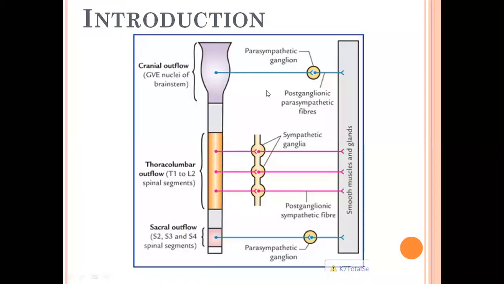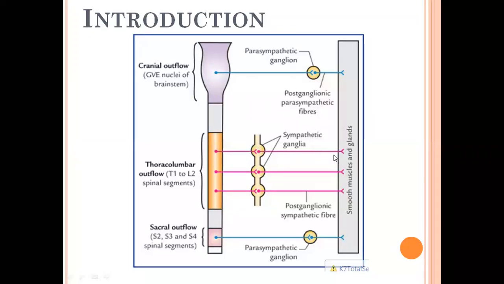I think you know there are two parts, the sympathetic and parasympathetic nervous system. Each one will relay in a ganglion, and from there it will go on to the effector organ. The sympathetic system starts from the thoracolumbar outflow, that is from T1 to L2 segments. The preganglionic fibers arise from T1 to L2 spinal segments. From there, they relay in the sympathetic ganglia, which are located on either side of the vertebral column. From there, postganglionic fibers arise and reach the effector organ, mostly supplying smooth muscle and glands.